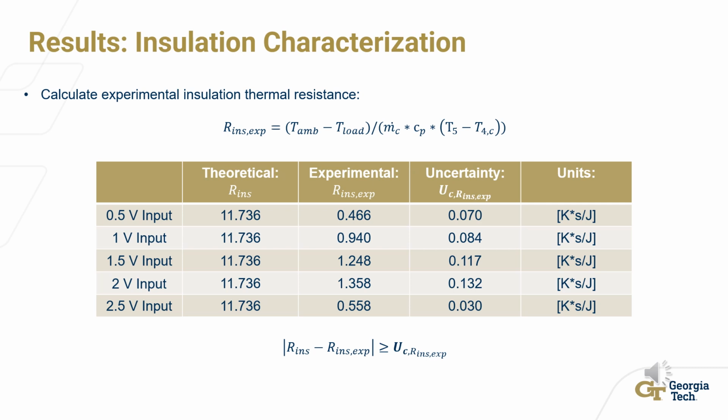Knowing that the theoretical insulation thermal resistance value is not an accurate representation of the system, the insulation thermal resistance was calculated experimentally by setting the heat rate through the air and the heat rate through the insulation equal to one another. After rearranging terms, this led to the shown equation for the experimental insulation thermal resistance. For each of the tested voltage inputs, the experimental insulation thermal resistance was calculated and compared to the theoretical one. As can be seen, the experimental and theoretical values do not match within the experimental uncertainty bounds, as could be expected from the previous results.